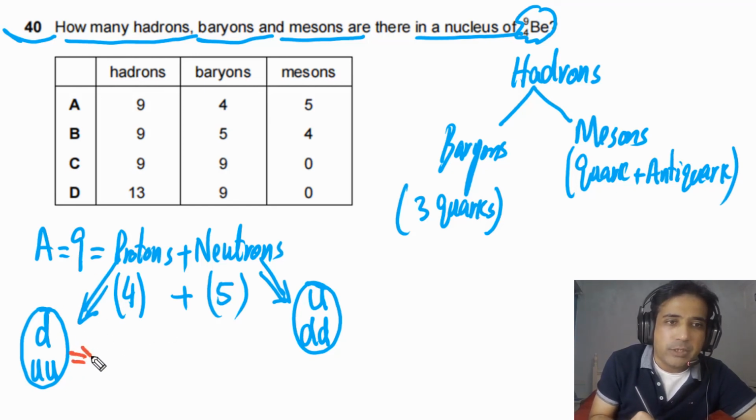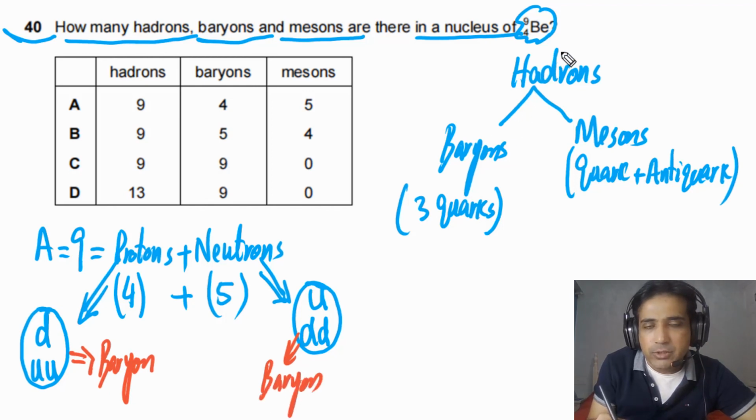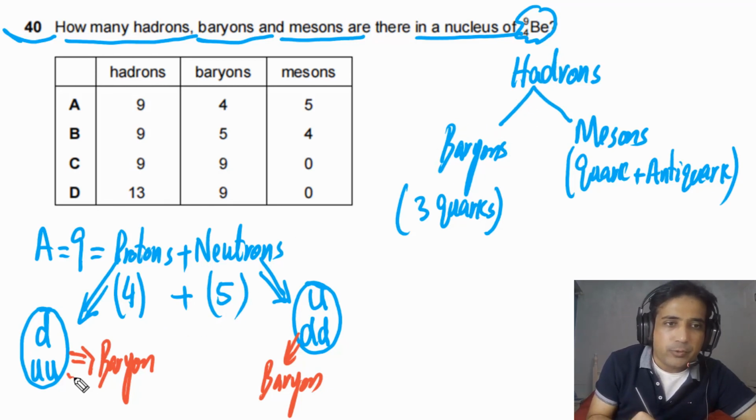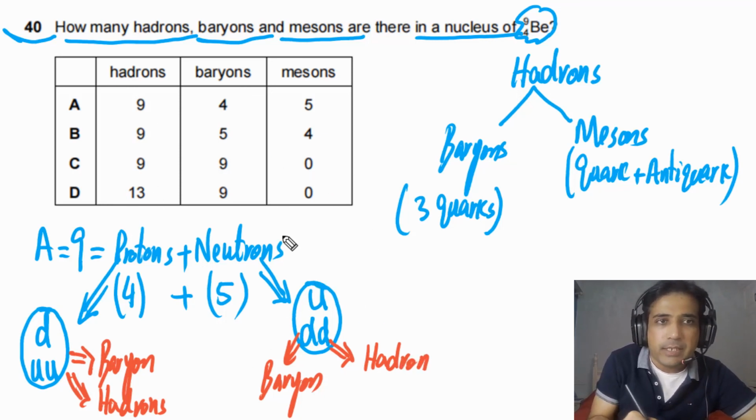So it means a proton is a baryon, and a neutron is also a baryon. Baryons belong to hadrons. So this is a subclass of hadron. So we can also say proton and neutron are also hadrons because they belong to the hadron family. So neutron is also a hadron. So in this case we have 9 hadrons.